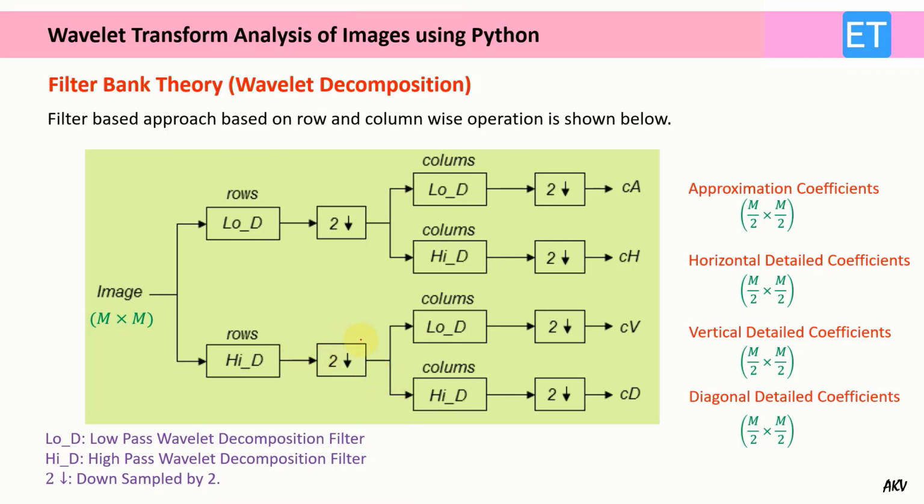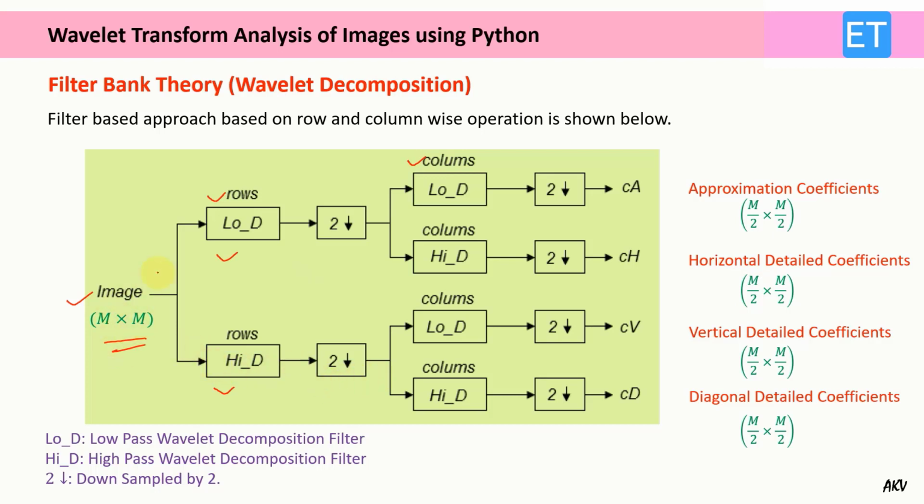Now let's see how we can get the wavelet decomposition of images using filter banks theory. Okay, so here you have one image of size m by m, and then using the low pass decomposition filters and high pass decomposition filters, we can get the wavelet coefficients. For that, we need to do the row wise and column wise operations on images.